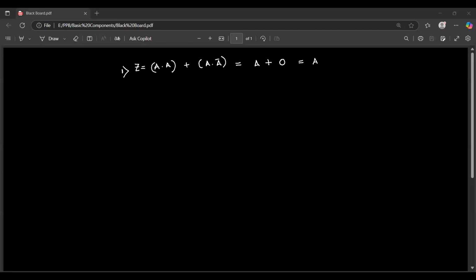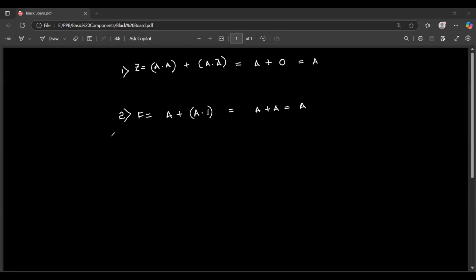Okay, so let's do another question. Let's say we have f is equal to a plus a dot 1. What will be the output? First of all, we have to simplify this. What is a dot 1? a dot 1 is equal to a. That's what the identity law suggests. And then a plus a is equal to a. Why? That is the idempotent law. Okay, so that's it.